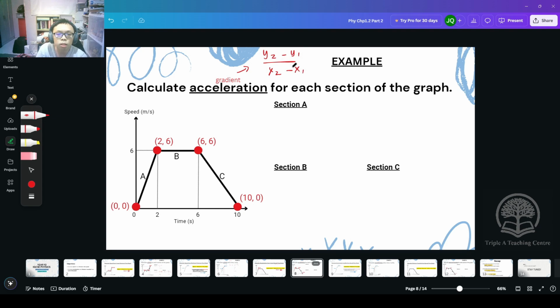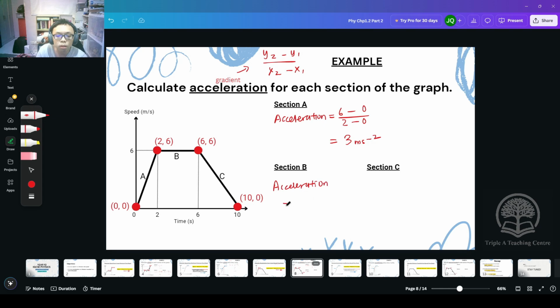This is the formula gradient. So for section A, you calculate the gradient of the line A: 6 minus 0 over 2 minus 0. You will get 3 meter per second per second. Don't forget the unit.